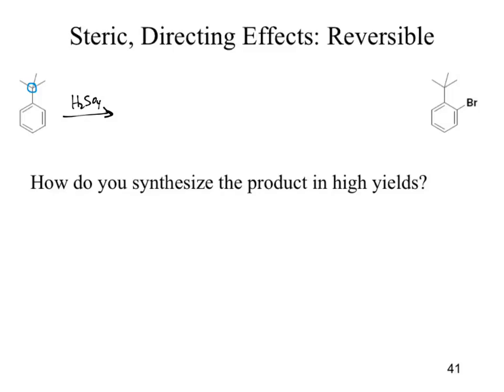Fuming sulfuric acid will do what? A sulfonation. It should go to the para. Whoa, that's an S, gosh, that was horrible. Which should go to the para position. Why should it go to the para over the ortho? Steric hindrance. Then what can I do? Now I can do the bromination.